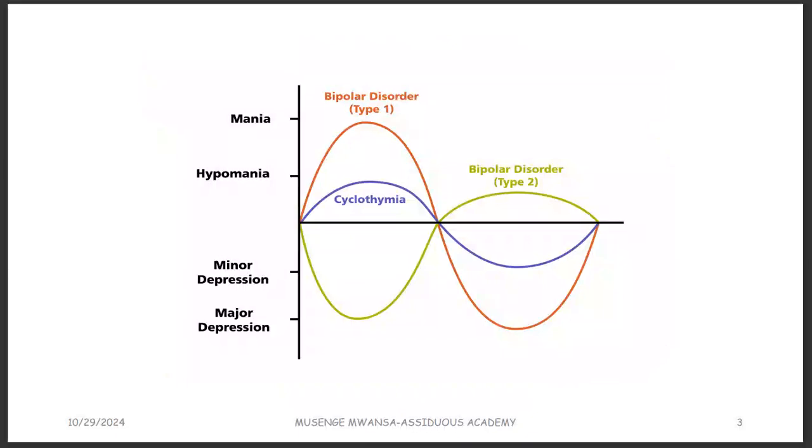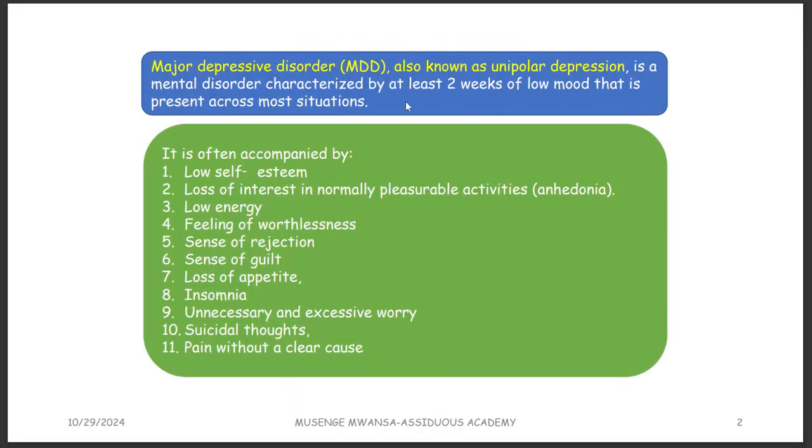So the major is a prototype, and it should be at least 2 weeks of low mood across different circumstances. Whether someone gives you money, you still have a low mood, whether something bad has happened, and this is accompanied by low self-esteem, low interest in normally pleasurable activities, that is anhedonia. Things that are supposed to give you pleasure, you don't find pleasure anymore in them. Low energy, feeling weightless, sense of rejection, sense of guilt, loss of appetite, loss of sleep, unnecessary and excessive worry.